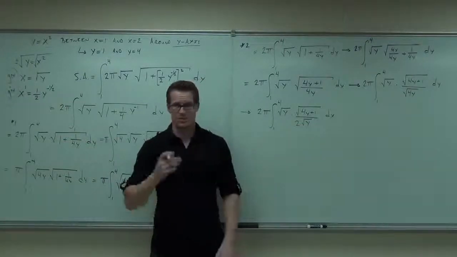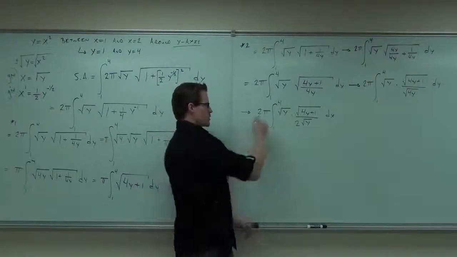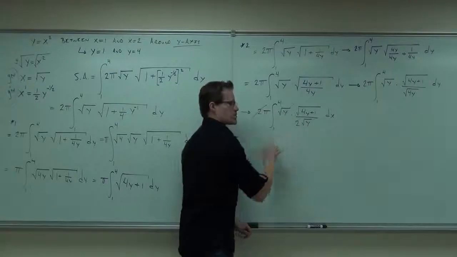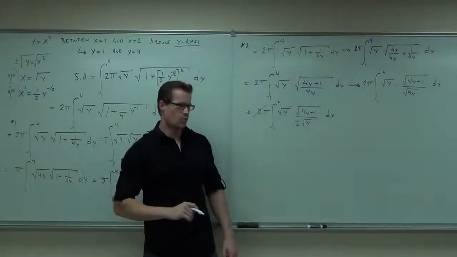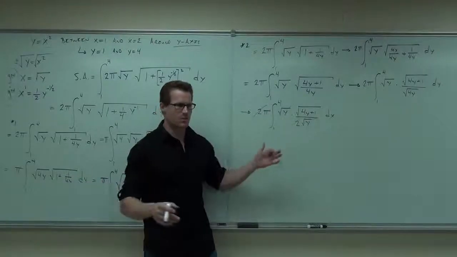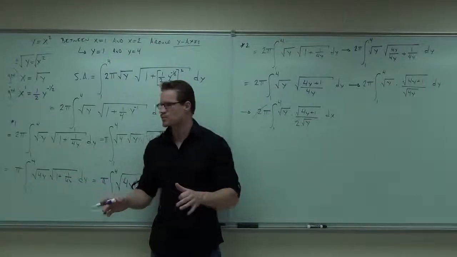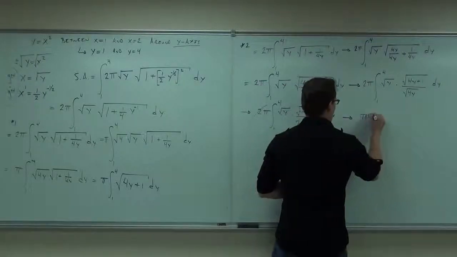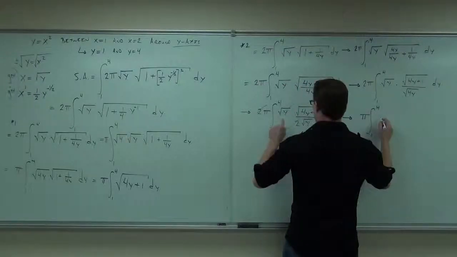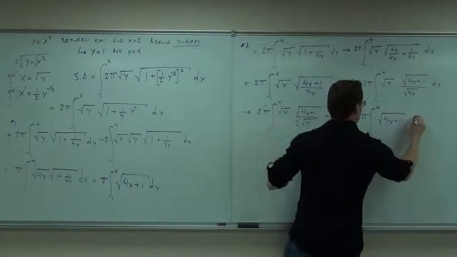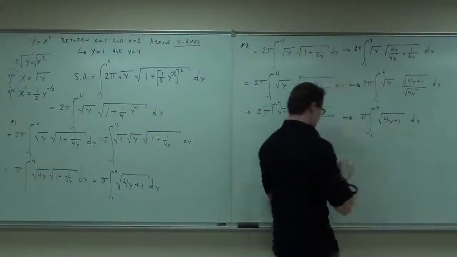Tell me what happens here, please. 2's are gone. Yeah. Constant, constant. Very good. What else? Square root of y. That helps you a lot, doesn't it? Because if you don't get rid of that square root of y somehow, you're smoked. Otherwise, you'd have to look for some substitution, and that's just not going to happen with this example. So now we're left with pi integral from 1 to 4 of square root of 4y plus 1 dy.